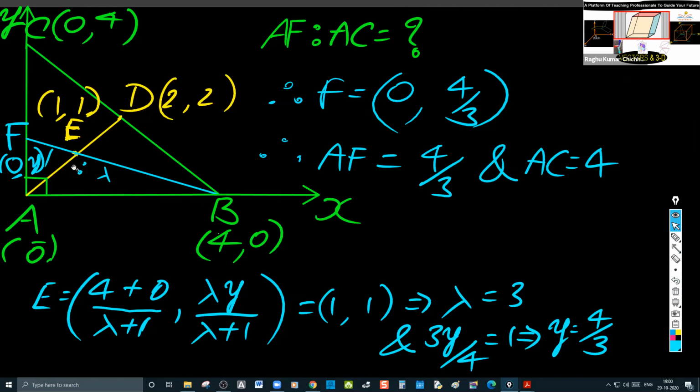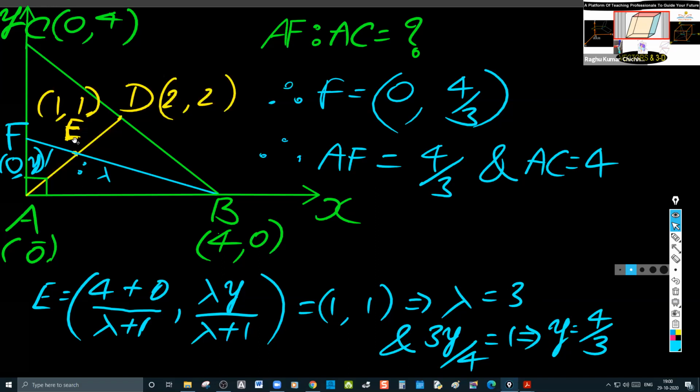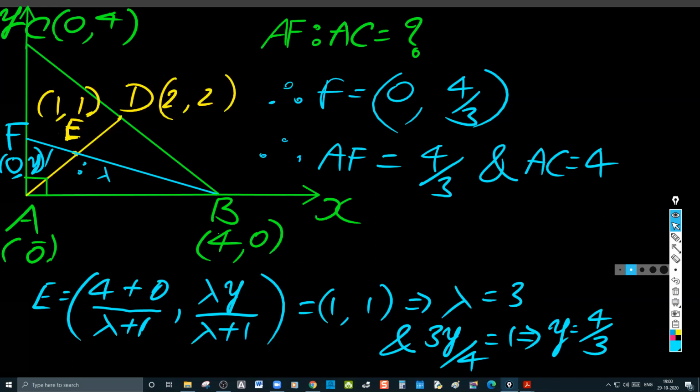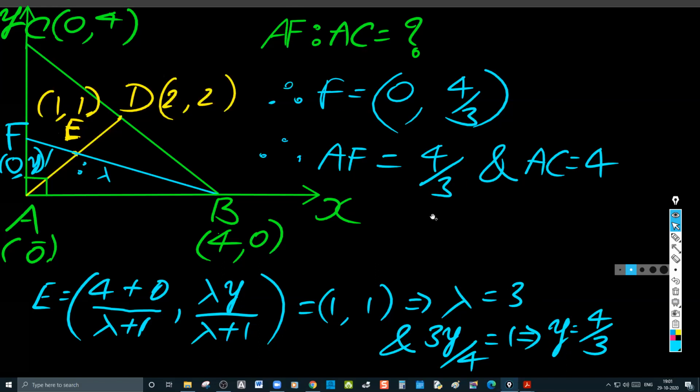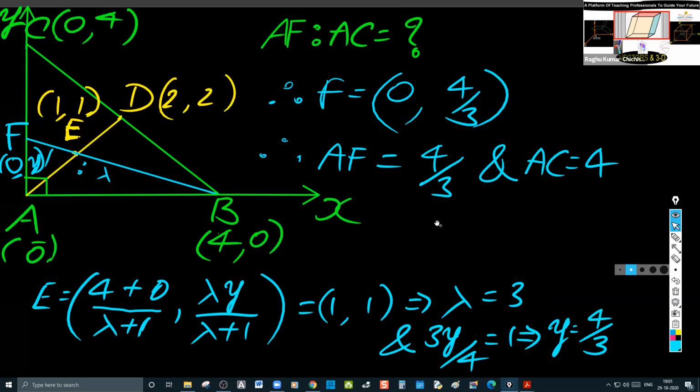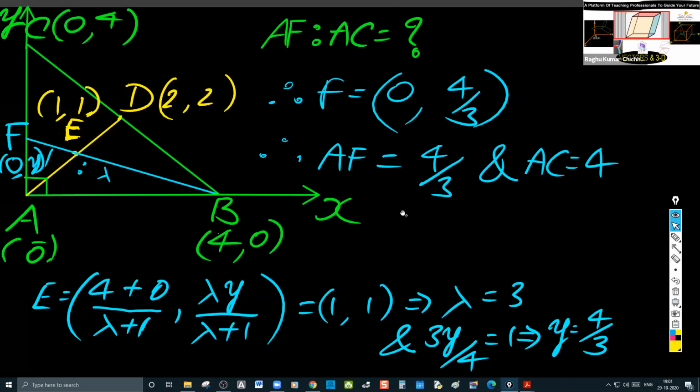AF is to AC. Sir, can you repeat it, sir? Yeah, this is a section formula I applied. E is 1, comma 1. AF is to AC. Sir, 1 by 3. 3 is to 1 or 1 is to 3? 1 is to 3. Therefore, final answer, AF is to AC is equal to 1 is to 3.